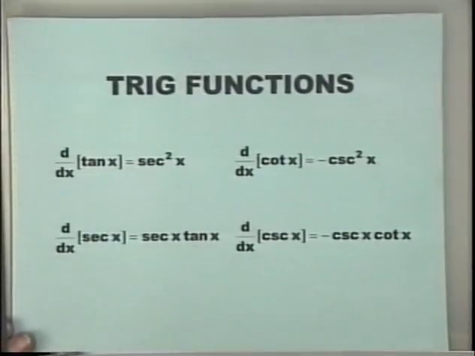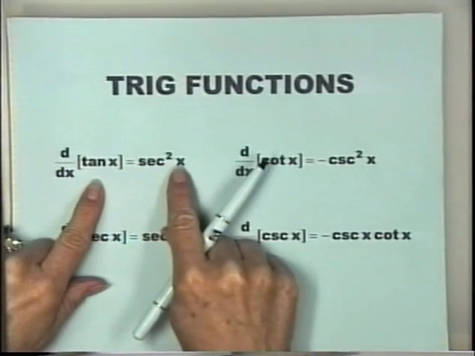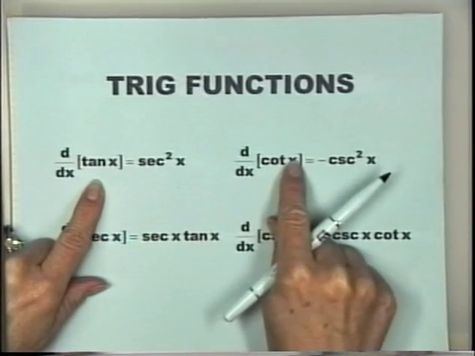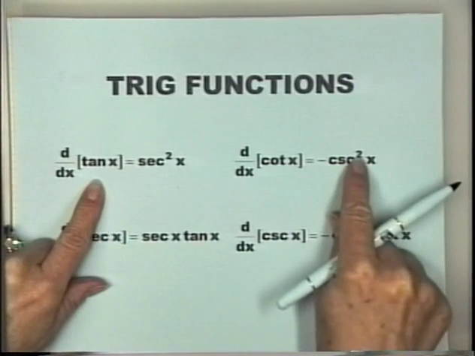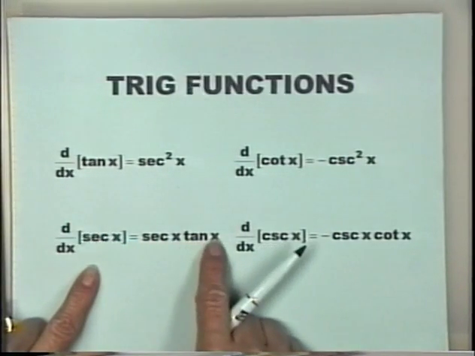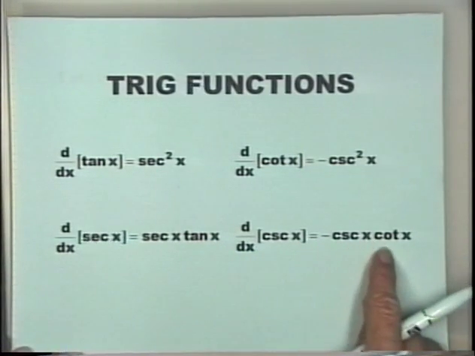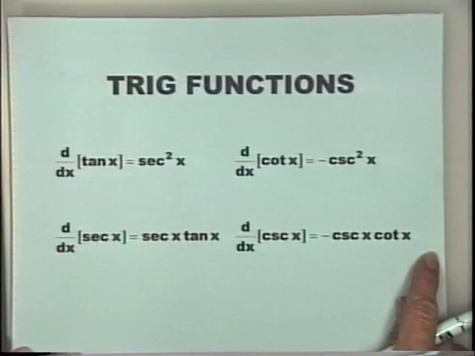We have just shown the derivatives of the other trig functions. Remember, we already knew that the derivative of sine x is cosine x. The derivative of cosine x is negative sine x. Now we know the other 4. The derivative of tangent x is secant squared x. The derivative of cotangent is negative cosecant squared x. The derivative of secant x is secant x tangent x, and the derivative of cosecant x is negative cosecant x cotangent x.